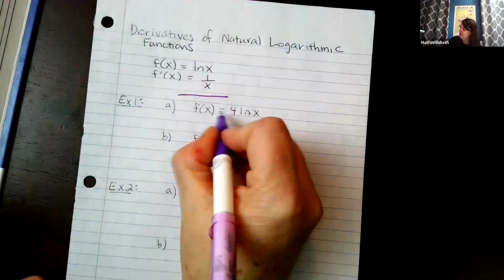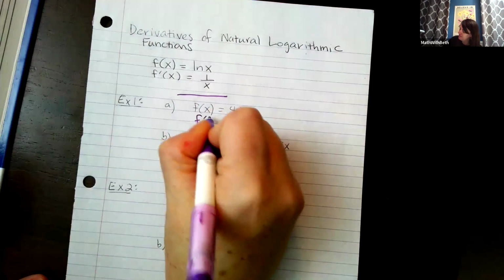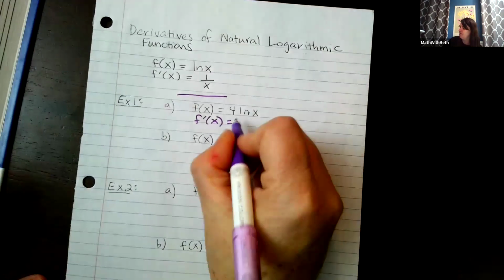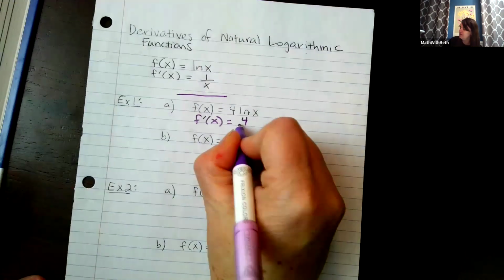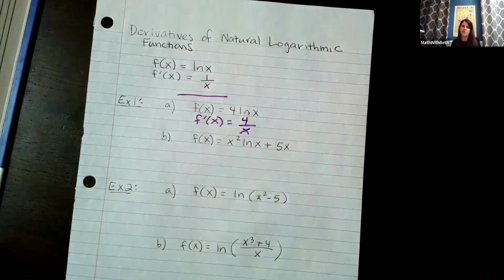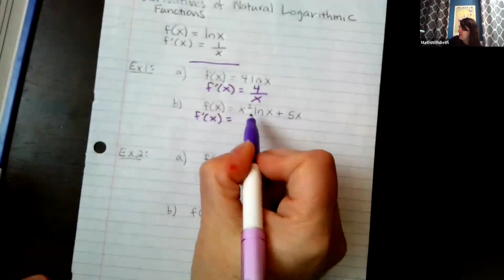So for the first example, if it was just 4 ln x, the derivative would just be 4 times 1 over x, or you could just say 4 over x. For the next example, there's more going on here, so we've got to be careful.